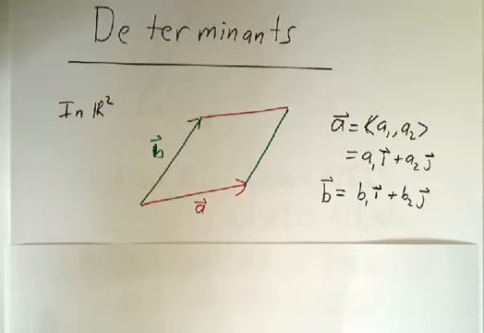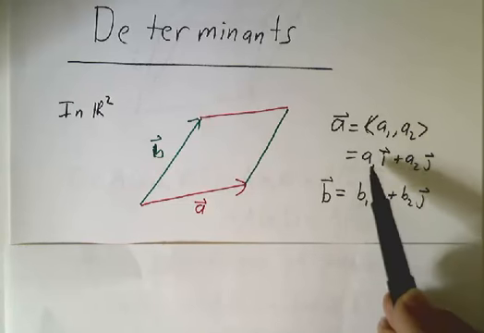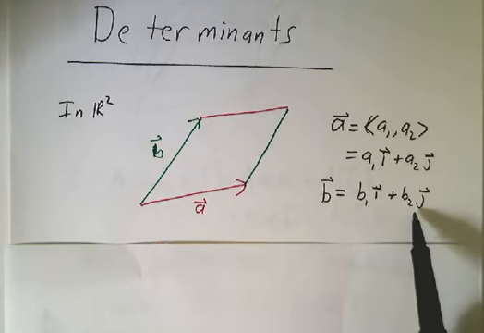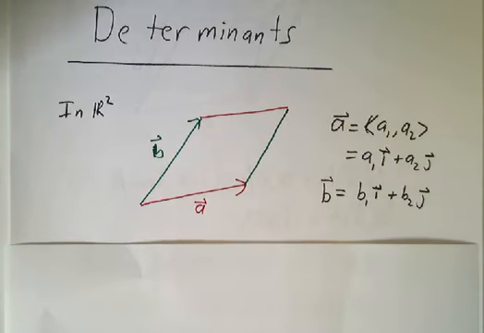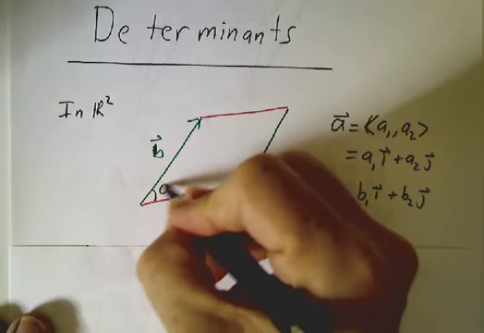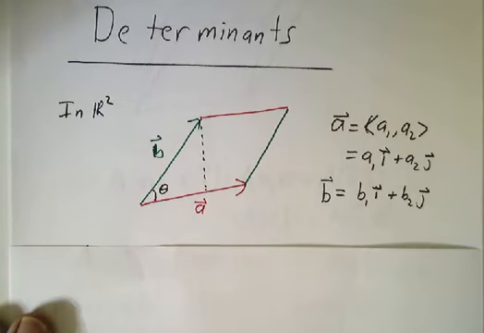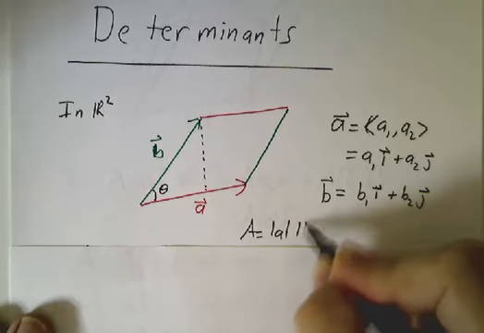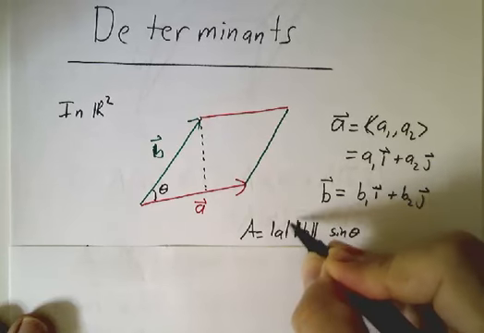So let's suppose that we've got two vectors, A and B, and A has components A1 and A2, so it's A1 i plus A2 j, and likewise B is B1 i plus B2 j. And we want to figure out what the area of this parallelepiped is. Now, we know what it is geometrically, because if we call this angle theta, and we drop the perpendicular, then the area should be the length of A times the length of B times the sine of this angle.